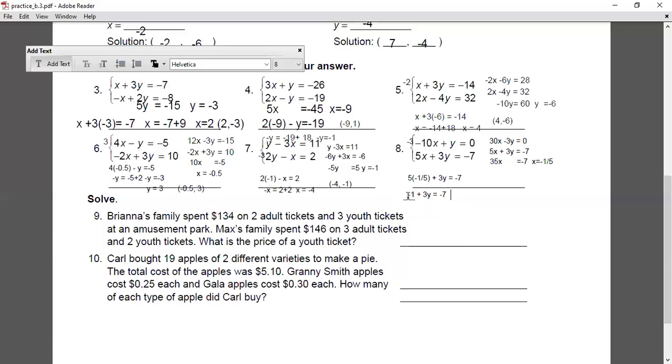So 3y is going to be equal to negative 7 plus 1. Okay, so that's going to be negative 7 plus 1 is going to give you negative 6. So y is going to be equal to negative 6 divided by 3. So your answer has to be y is equal to negative 2.